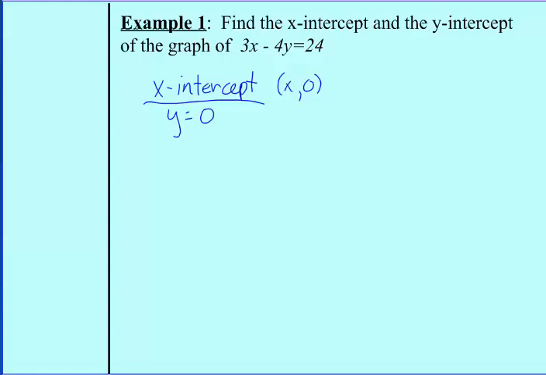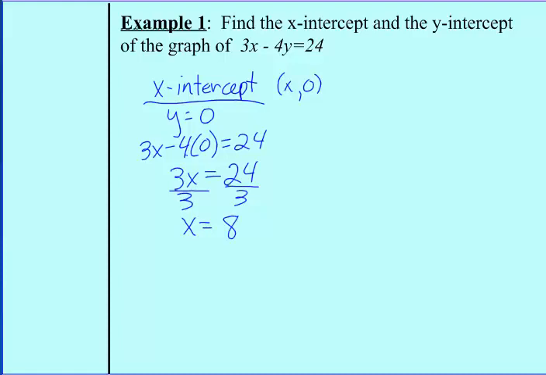Since y is equal to 0, we're going to plug 0 into our equation. Make sure you show me the step where you plug it in. Then 4 times 0 is 0, so if I simplify, I get 3x equal to 24. Then divide both sides by 3, so x is equal to 8. Don't forget, you have not yet given me the x-intercept. You must write it as an ordered pair, so that would be 8, 0. That is my x-intercept.